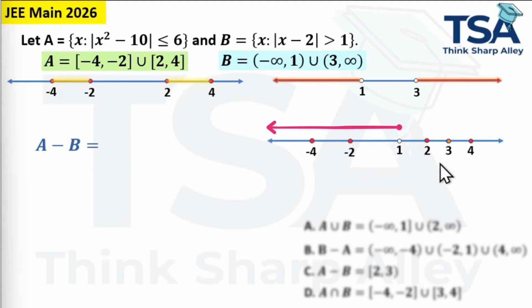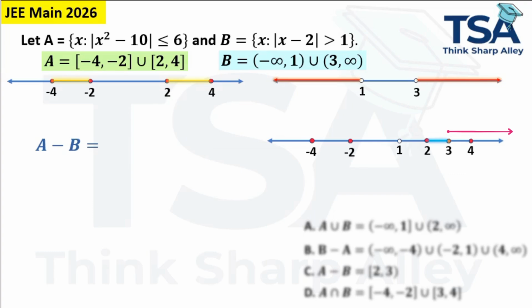Now let's look at the second block of A, which is 2 to 4. Now from 2 to 3, this part of A does not belong to B, since B's positive wing only starts after 3. So this part stays. But from 3 to 4, this part belongs to B. So we must cut it out.